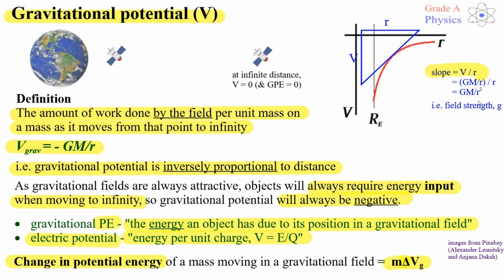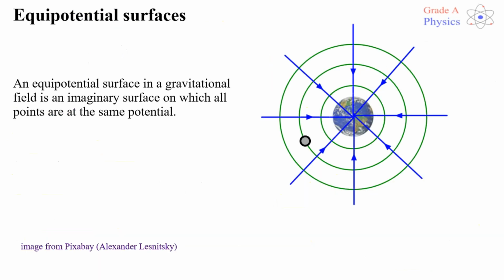So if you can understand the derivation of this, that's brilliant. Or you can just remember that the slope, the gradient at a point of a potential distance graph represents the gravitational field strength. Just before we move on to a practice worked example, I'm going to mention equipotential surfaces.